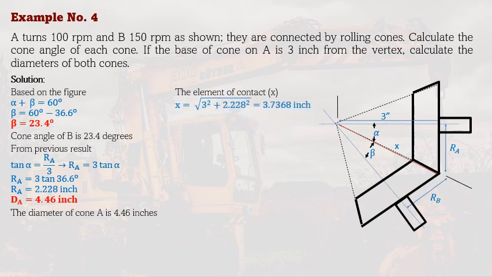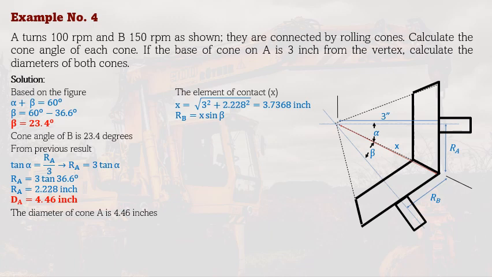Using the Pythagorean relationship on this triangle of cone A, the square root of RA squared plus 3 squared gives X equal to 3.7368 inches. This is just a Pythagorean relationship of this triangle in order to solve for the element of contact X. Now that we have that value, if you look at the triangle we can form in cone B, we get another right triangle wherein X is the hypotenuse and RB is the side opposite beta. So using the relationship, RB is X sine beta.